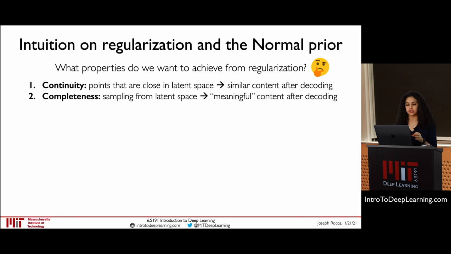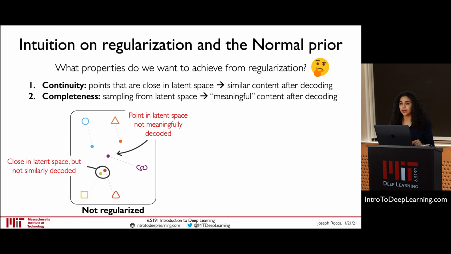All right, so with these two properties in mind, continuity and completeness, let's consider the consequences of what can occur if we do not regularize our model. Without regularization, there could be instances of points that are close in latent space, but not similarly decoded. I'm using this really intuitive illustration where these dots represent abstracted away regions in the latent space, and the shapes that they relate to are what is going to be decoded after those instances in the latent space are passed through the decoder. So in this example, we have these two dots, the greenish dot and the reddish dot, that are physically close in latent space but result in completely different shapes when they're decoded.